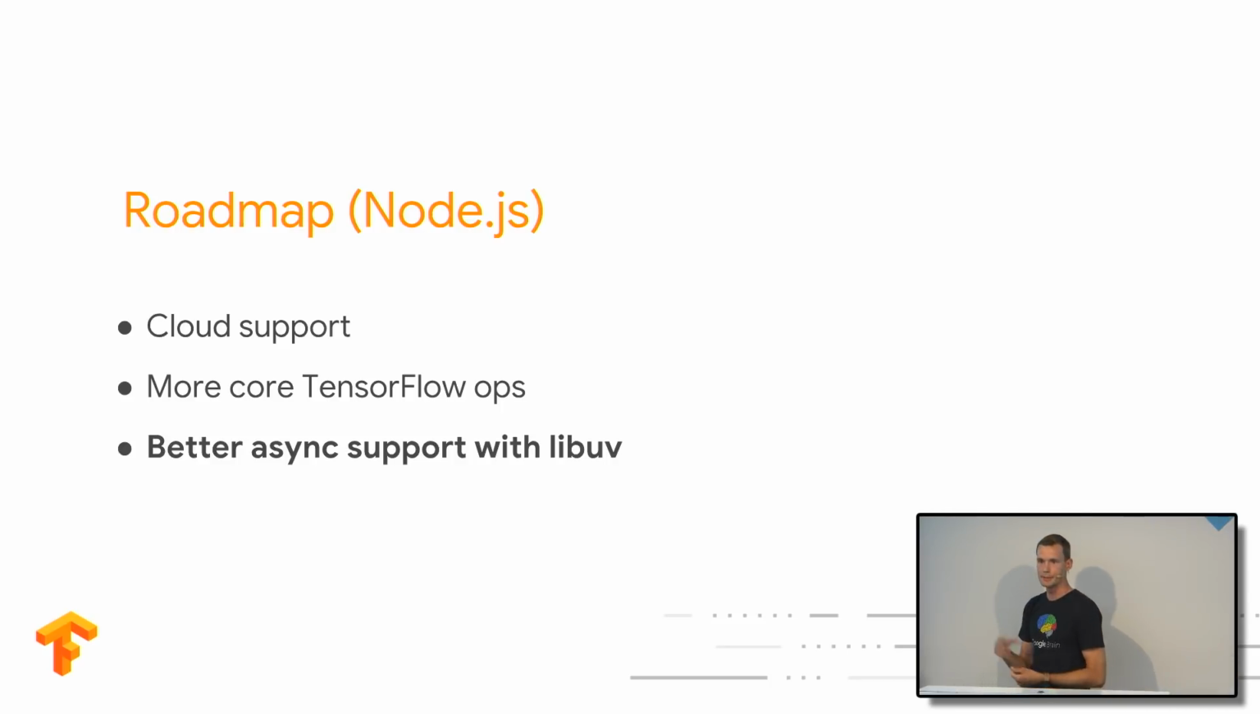Libuv is a nice underpinning for Node.js for doing async. So we're working a lot with libuv to make a nice thing where you plug in your model and you're not worried about blocking your application's thread. We're starting to look at async support internally with libuv.